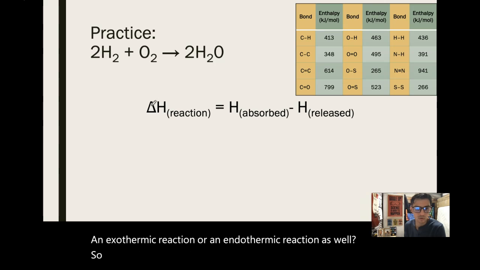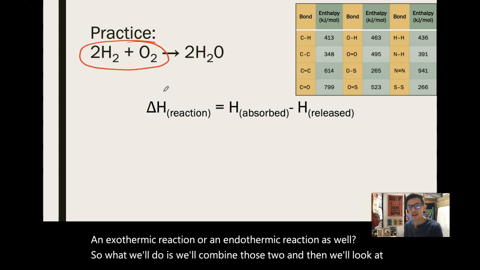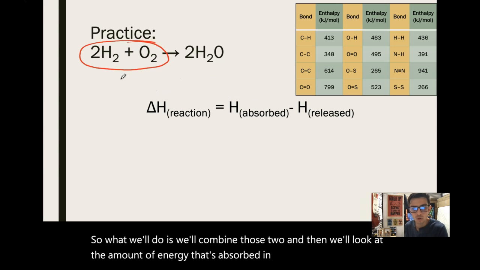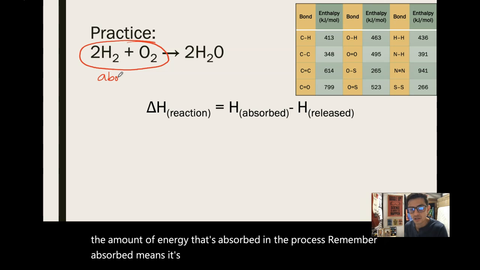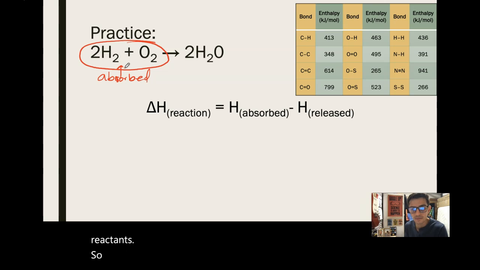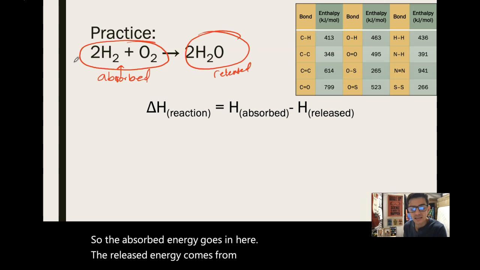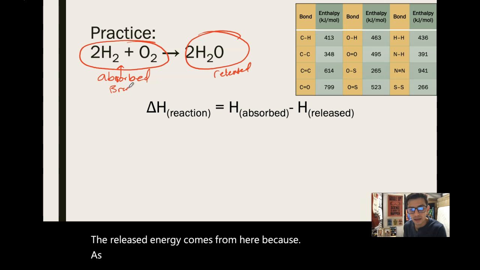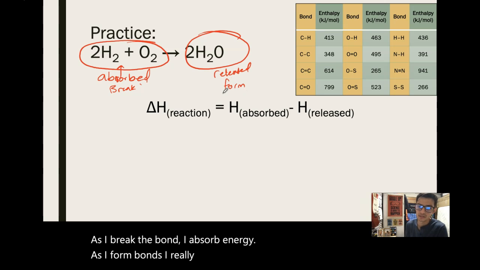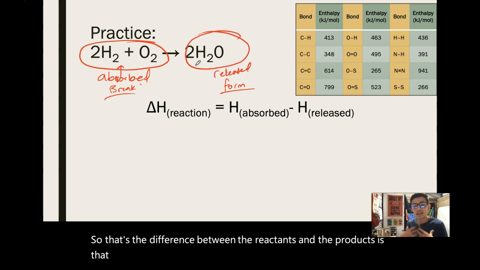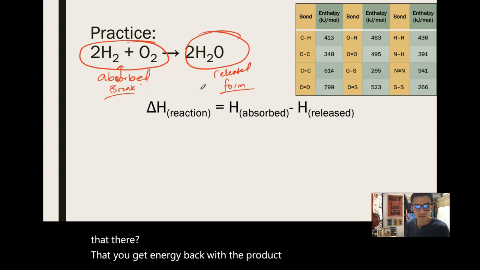So what we'll do is combine those two, and we'll look at the amount of energy that's absorbed in the process. Remember, absorbed means it's the amount of energy that goes into the reactants. So the absorbed energy goes in here. The released energy comes from here, because as I break a bond, I absorb energy. As I form bonds, I release energy. That's the difference between the reactants and the products: you get energy back with the products, you require energy with the reactants.